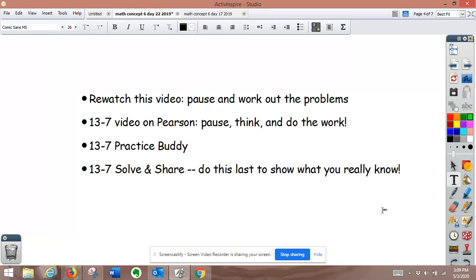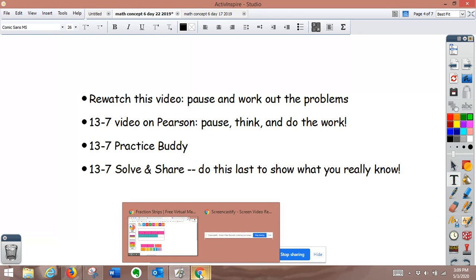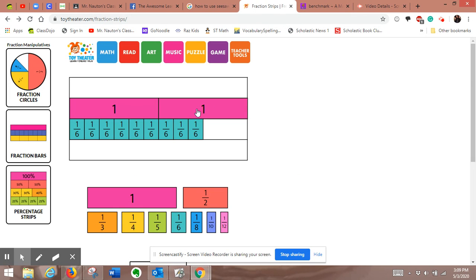Okay. Rewatch this video. You can do it a couple times, pause it anywhere you want, work out the problems for yourself. Remember that you can use your fraction bars here. Here's my two holes, and if I keep filling in those sixths, I've got 6 of them is 1, 10, 11 sixths, 12 sixths is equal to or equivalent to 2. So if you want to come to your fraction bars and double check, there's 6 sixths equals 1, 12 sixths equals 2 wholes.